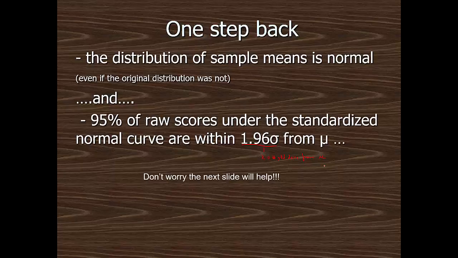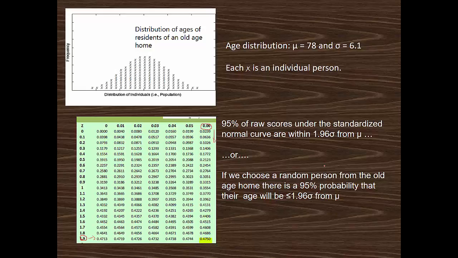Take a minute to think about this, but the next slide I think will help. So you can flip back and forth if you need to get your mind around it. So here we have the distribution of raw scores. We're back to those. And we have mu equals 78 and sigma equals 6.1. 95% of these raw scores are going to be, so this is one standard deviation, Z equals 1, and Z equals 1.96. And here we have Z equals -1, and Z equals -1.96.